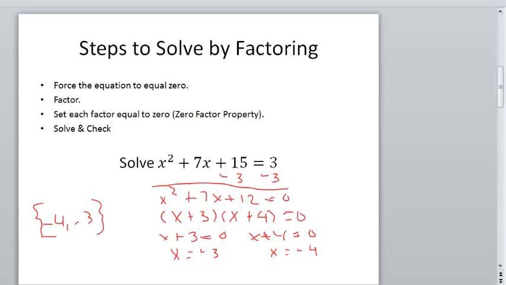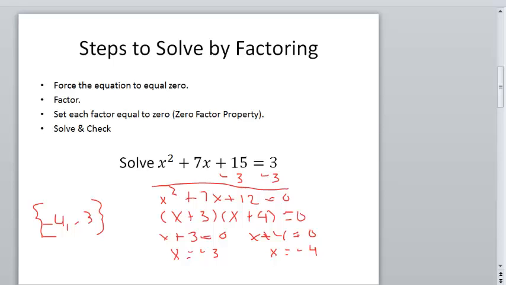Therefore, I want to minus 3 from both sides. Since I get x squared plus 7x plus 12 and it has a leading coefficient of 1, then I can just factor this by asking myself what numbers multiply to give me 12 but add to 7. And those numbers are 3 and 4. And so my factors become x plus 3 times x plus 4. And if I set each of those equal to 0, then I get my solutions of -3 and -4. And written in set notation, that's -4 comma -3.